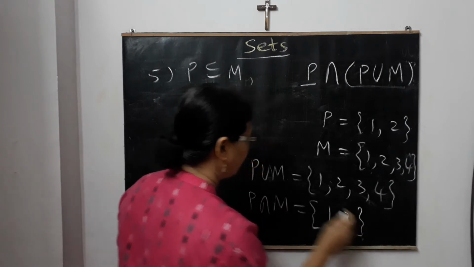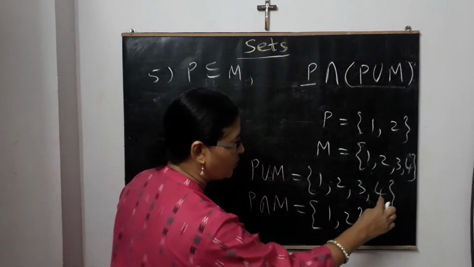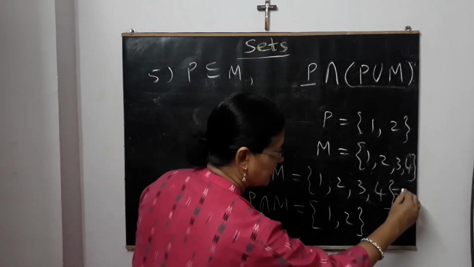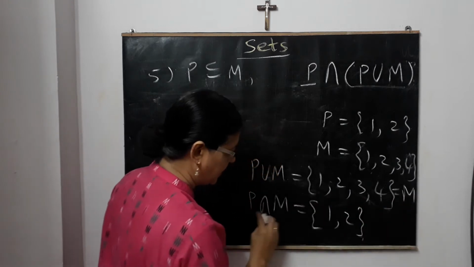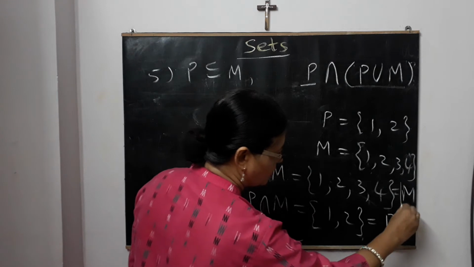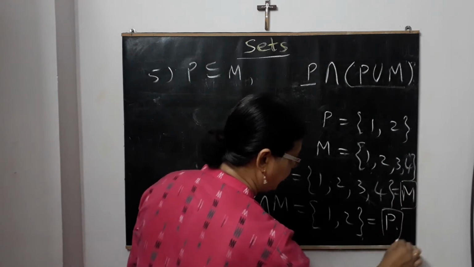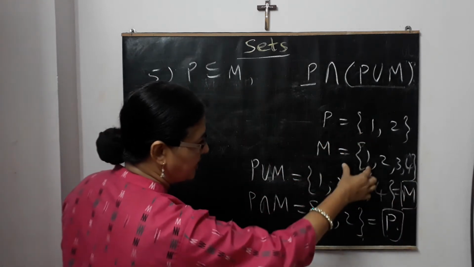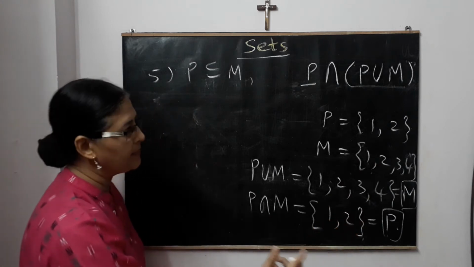Now see. When we take P union M, what answer did we get? That is M. Clear? And when we take P intersection M, what answer did we get? P. So look at this. We have taken an example, and this is what P being a subset means. Like that we can take any example and consider.